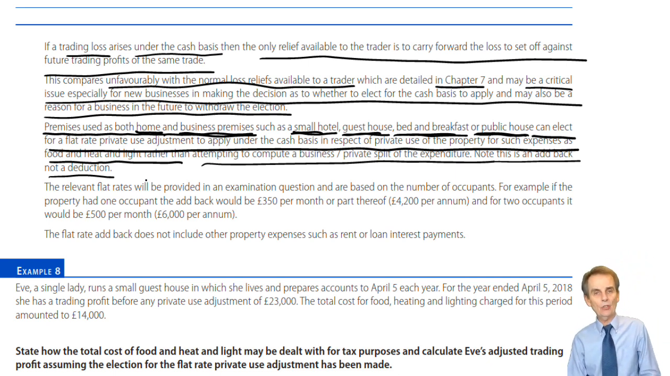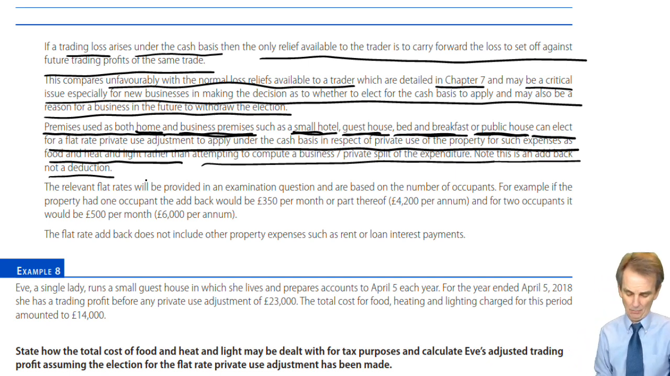Instead of having to work out what are the private use proportions of every one of these individual expenses and have the backup documentation to prove that to HMRC, should they make inquiries as regards our particular accounts, what we can do instead is to pick on just a flat rate private use adjustment, i.e. a flat given rate that is an add back in deriving your tax adjusted trading profit.